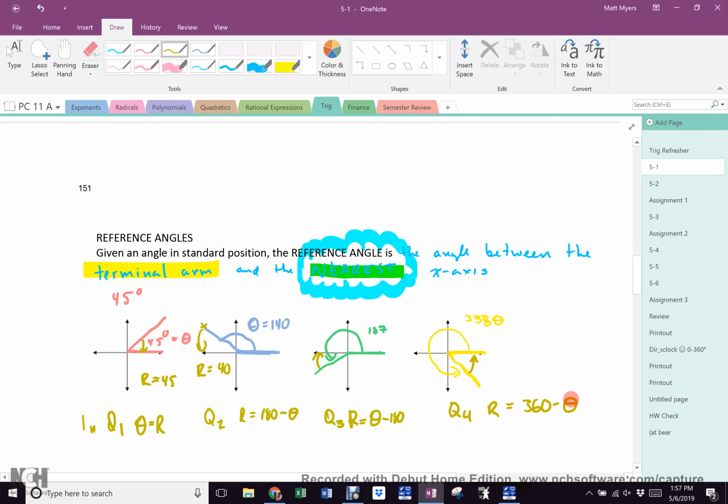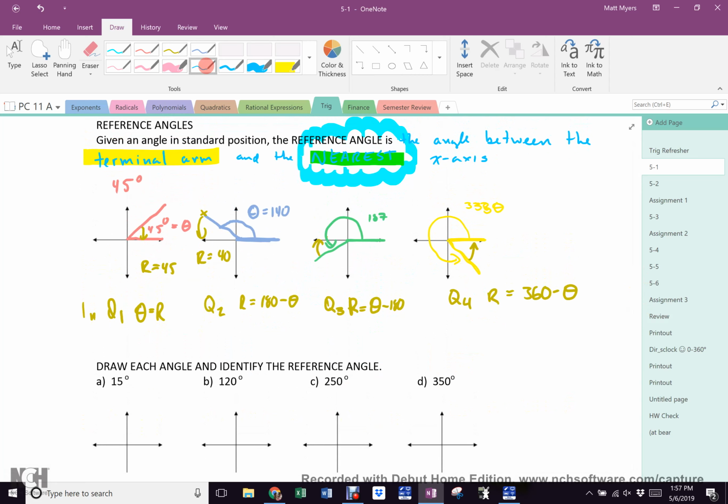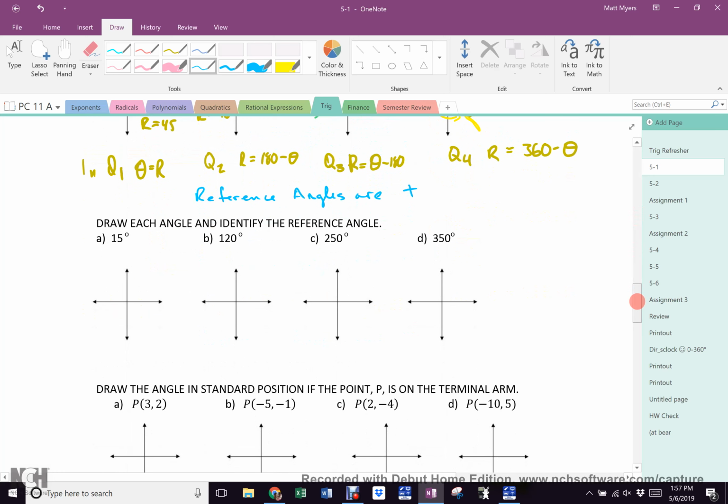Is everybody good? Now, what's the one thing we have to remember that Jorit reminded us of? Reference angles are positive. Okay? We don't bother with directions on the reference angle. It's just a value. Everybody cool? All right. Prove it. Draw 4 angles and reference angles. Go.